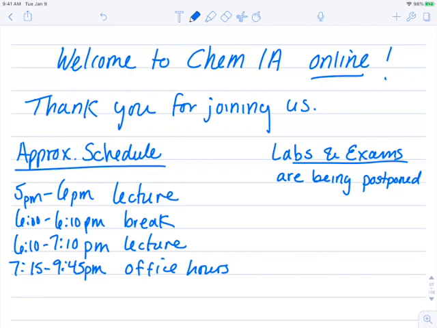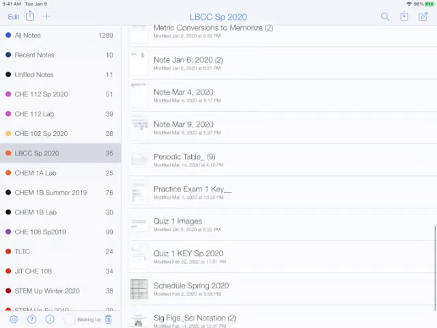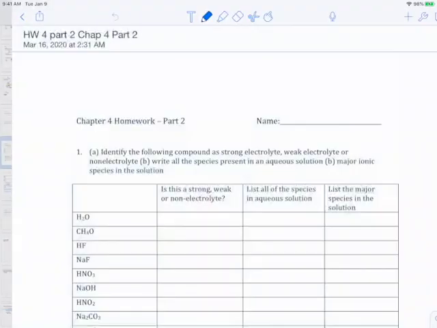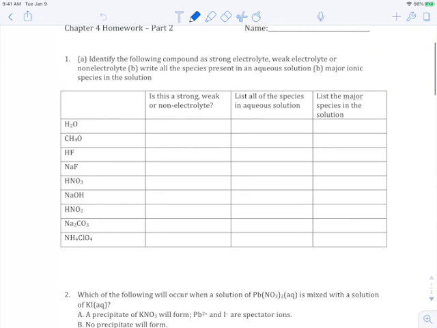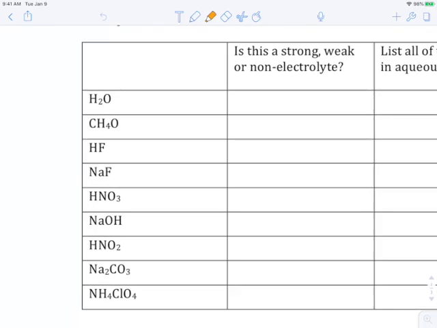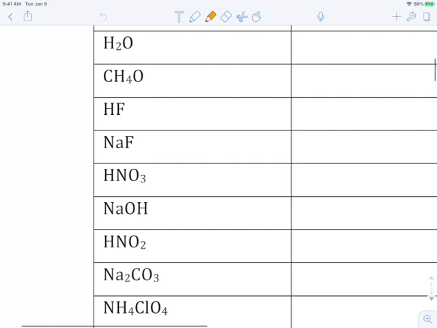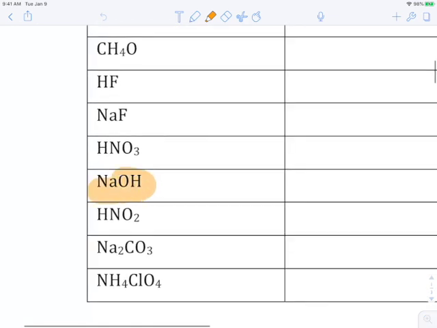All right, so one thing I wanted to talk about, and let's get to our homework. I wanted to talk a little bit about your next homework assignment because there is one on here, and in fact it's number 1, and it tends to be a little tricky for students. So let's do a couple of these together. These are working with our electrolytes, and we're trying to figure out what is in solution. So let me start off with something like NaOH.